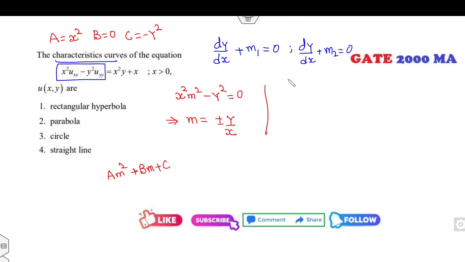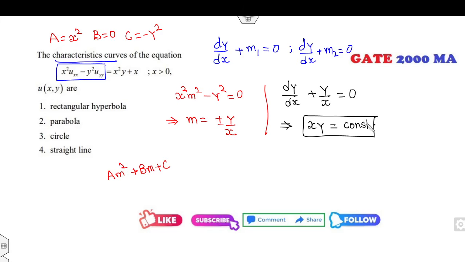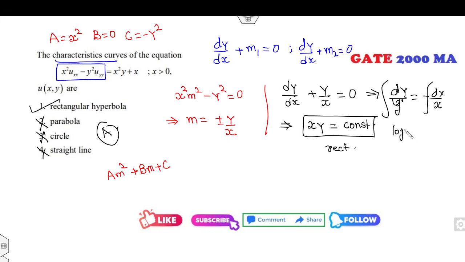So if I substitute this value, it will be dy/dx plus y/x is equal to 0. Now clearly, if you solve it, it will be xy is equal to constant. Fine. So what does it mean? xy equal to constant means that is a rectangular hyperbola. So this option A is the correct answer of this problem. You can easily solve it. You can see dy/y is minus dx/x. Now you can integrate them. It is log y plus log x is constant.